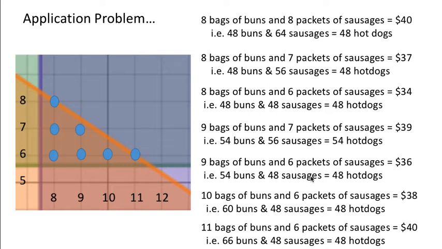So the cheapest thing he can do is 34, which is this dot here, which will give him 48 hot dogs. The most expensive things he can do are this one and this one, the 40. But he'll have extra sausages if he does this option, and he'll have extra buns if he does this option. Probably the best thing he can do, if he does this option, there's no wastage. The best thing he can do is probably this one, 9 buns and 7 sausages, because he'll have 2 extra sausages left over.